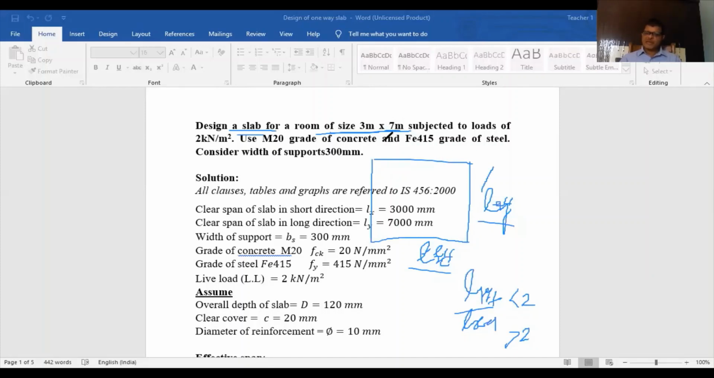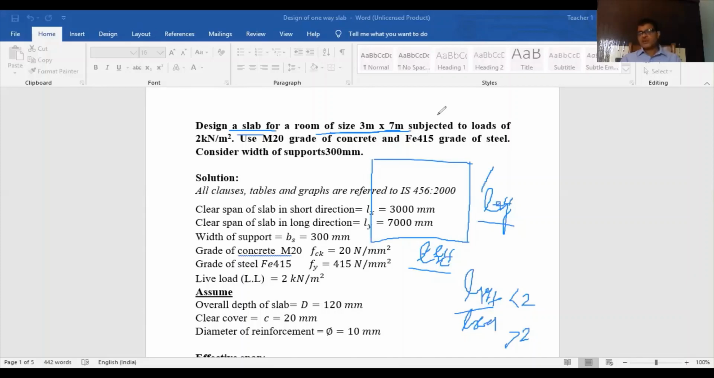An example of a one-way slab is a baranda, a verandah slab. If you see the verandah, the length is more and the width is less, so it behaves like a one-way slab. The design of a one-way slab is the same as the design of a single reinforced, simply supported beam section. The only difference is that in slabs the width is 1 meter, whereas the beam width was 250 or 300.